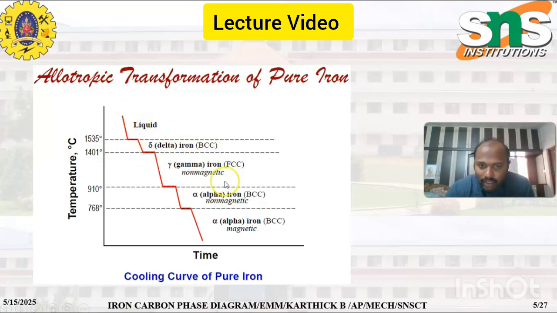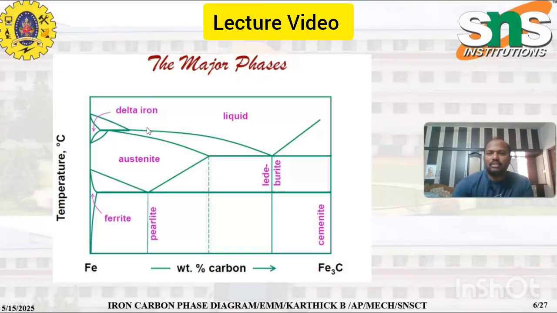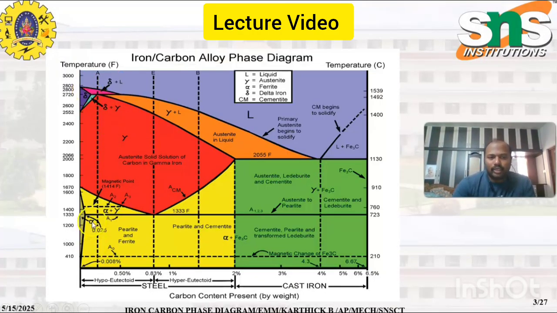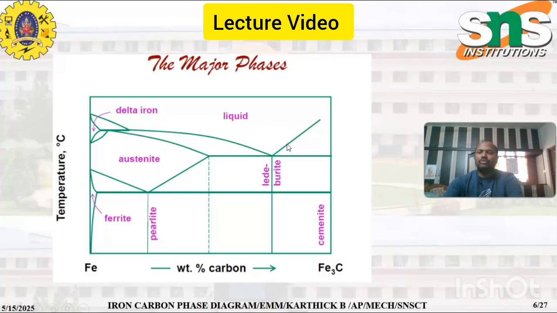The same typical transformation you can see in this diagram as well. Here it is alpha iron, here gamma iron, here delta iron, and here liquid. In the same way, this particular alloy phase diagram is built from this allotropic transformation. Now we are going to split this iron carbon diagram into small pieces, learn them one by one, and club them together so that we can easily understand what is present inside the iron carbon phase diagram.